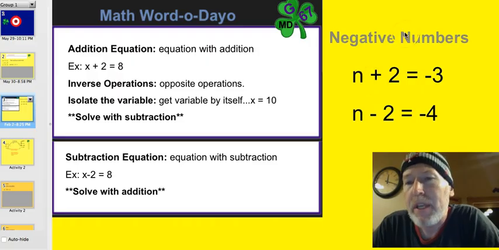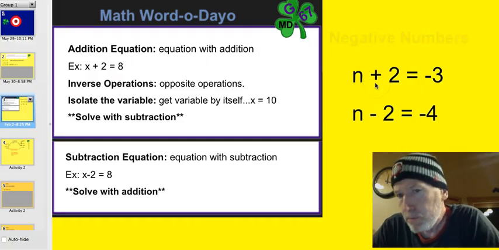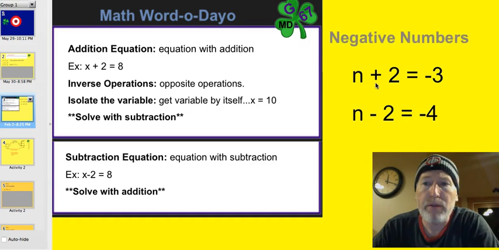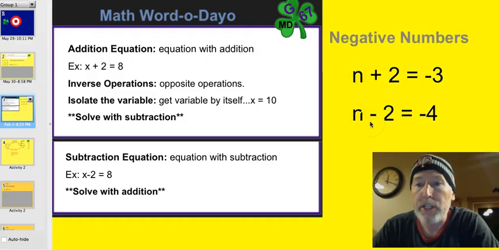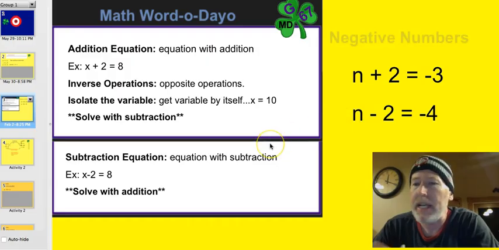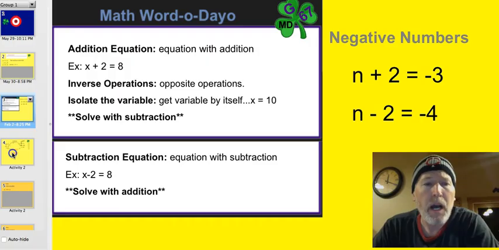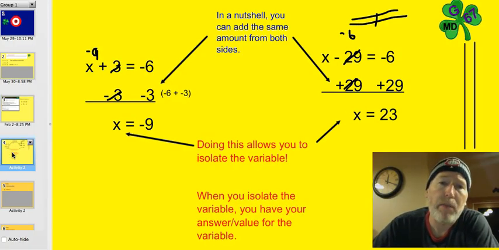One more time. Here's a couple of negative numbers. N plus 2 equals a negative 3. I'm going to subtract 2, use that opposite operation to isolate this n. Here's a subtraction equation. I have n minus 2. Because of subtraction, I'm going to add 2 to both sides to get n by itself. When you get that variable by itself, you know what the value is. I'll walk you through 2 examples and have you try some on your own.